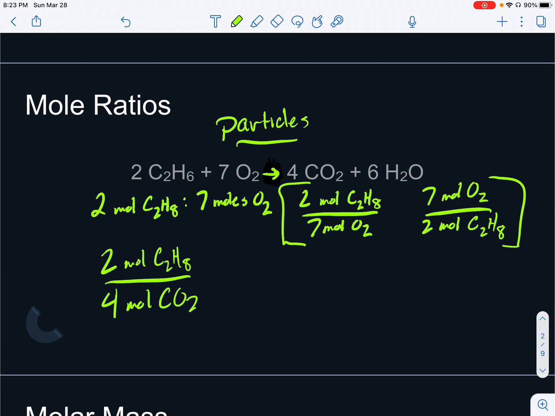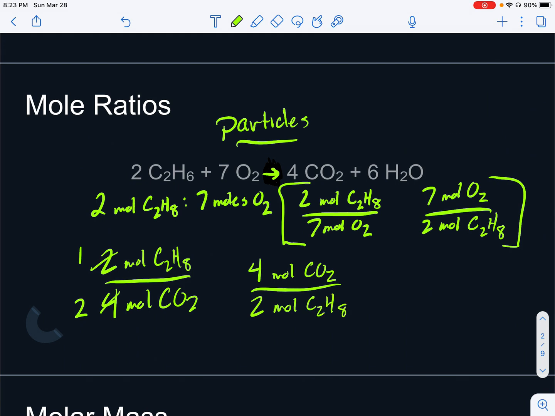And notice here, this is a fraction that can be simplified. We can reduce this to be 1 to 2 if we want. That's usually good form. But not only can I say, if I have 2 moles of ethane, I can produce 4 moles of carbon dioxide, but I can also say that if I want 4 moles of carbon dioxide, then how many moles of ethane would I need? I need 2 moles of ethane to produce that.